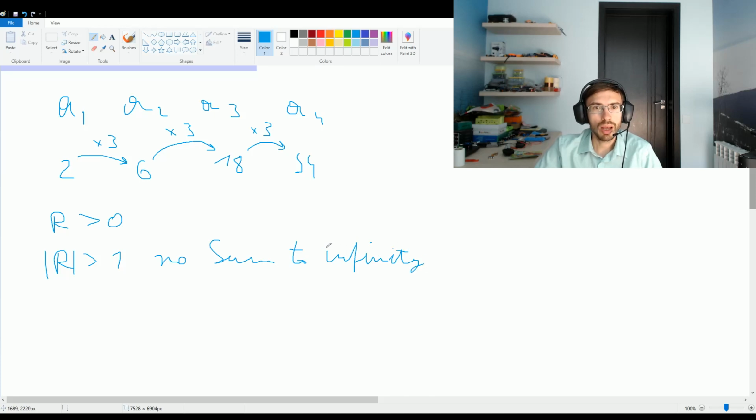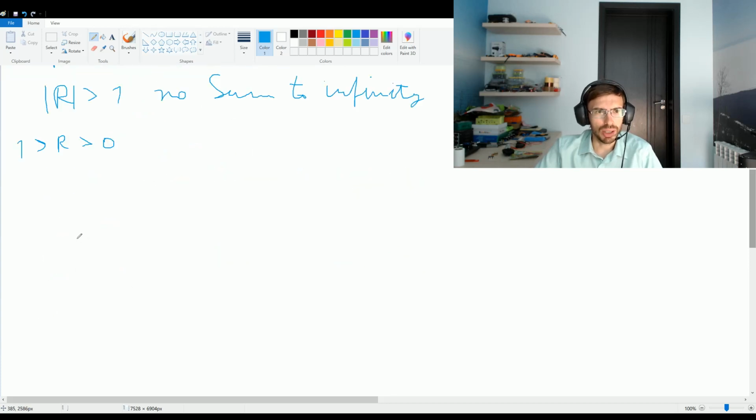However, when r is bigger than 0 but less than 1, there will be a sum to infinity, and it will not be infinity. How is it and why?